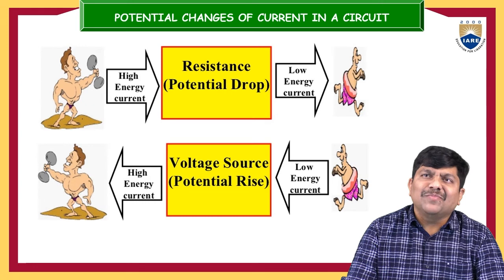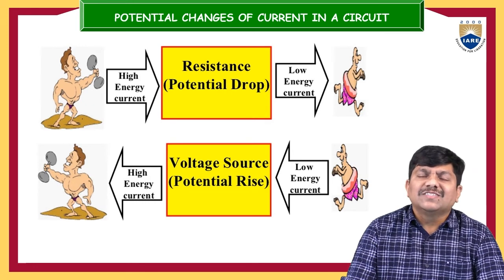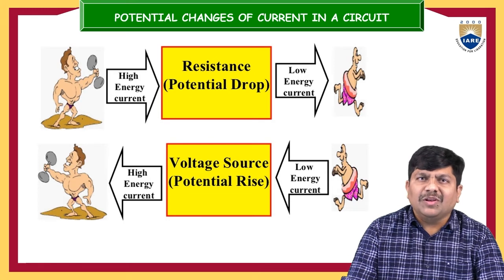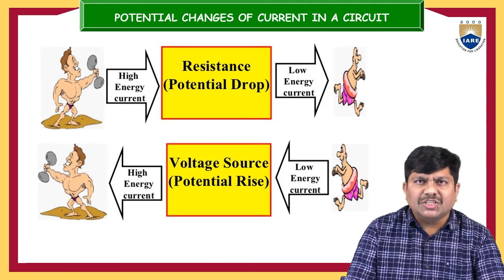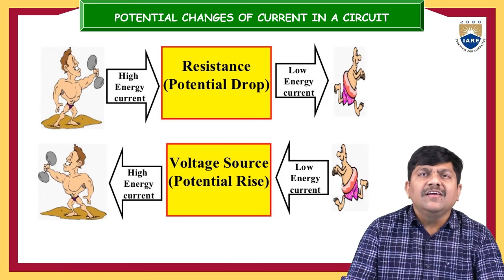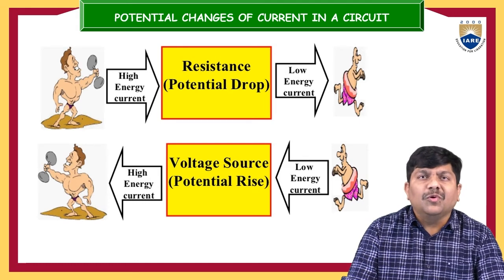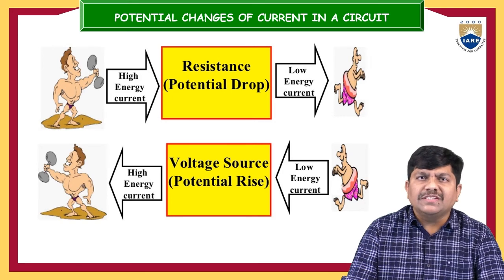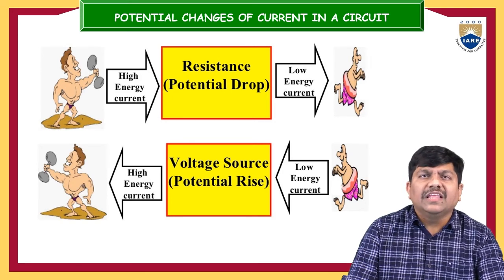So high energy current becomes low energy current. This happened because there will be a voltage drop, a potential drop. Whenever the resistance is there, definitely there will be a drop in the voltage. Just now I told you very clearly, for a finite amount of resistance, definitely there will be a collision among the free charge particles.